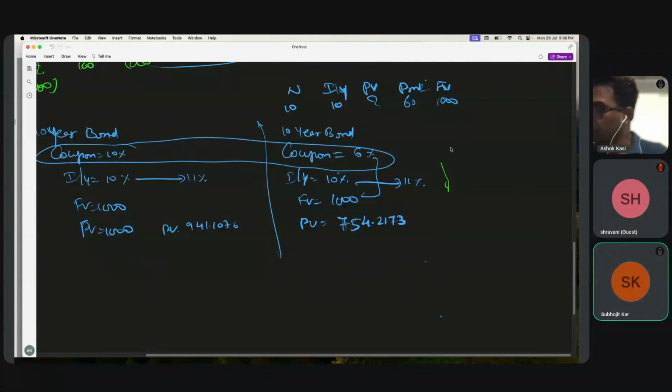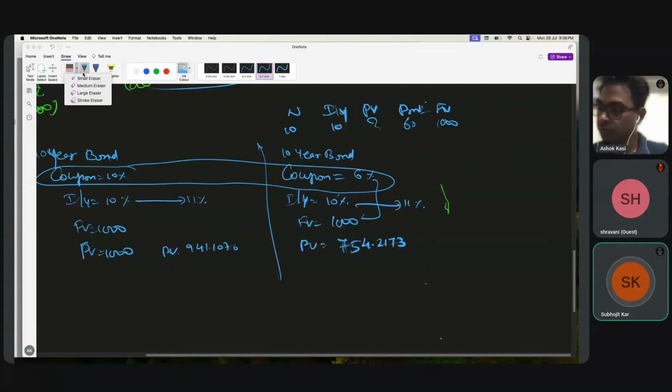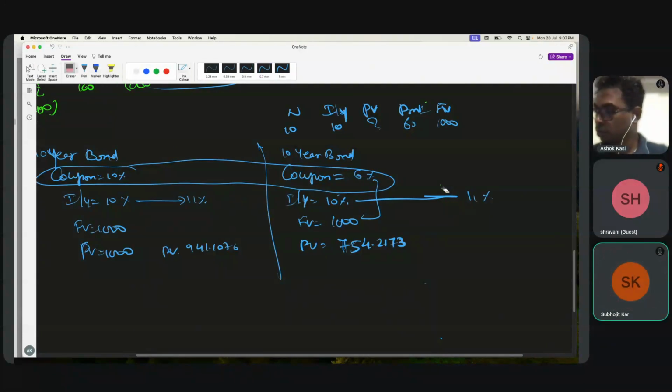And now 11%. Now the same one goes to 11. So it's 705.5383. So when it goes to 11 percentage, what is the present value? 705.5383.